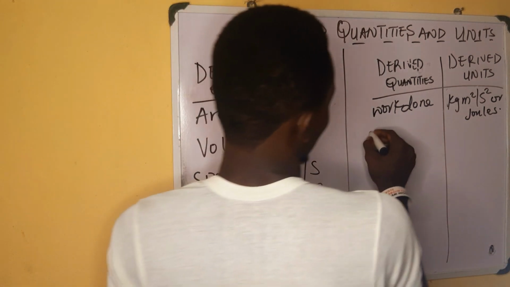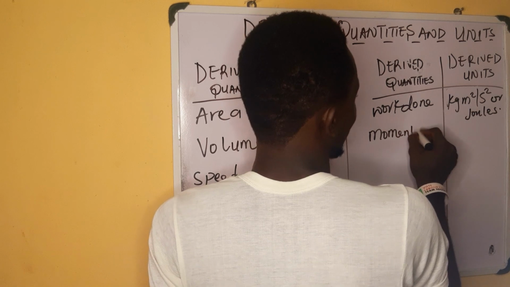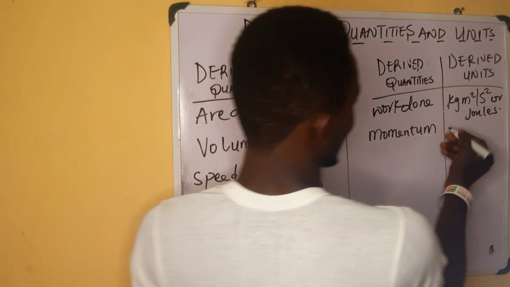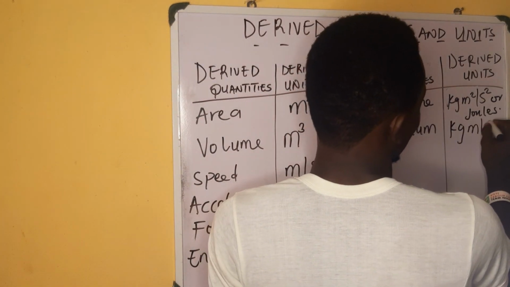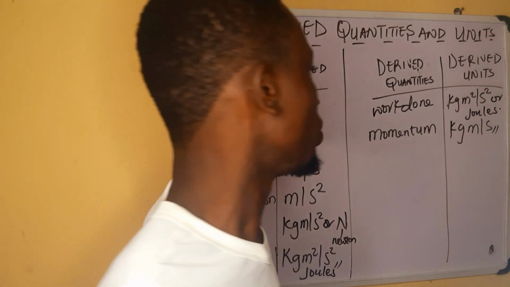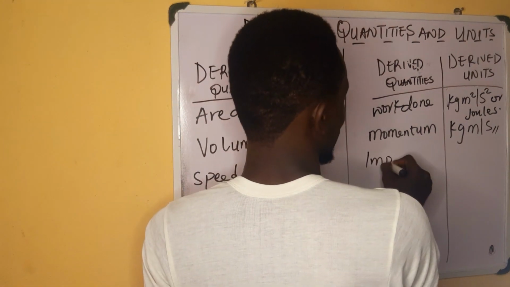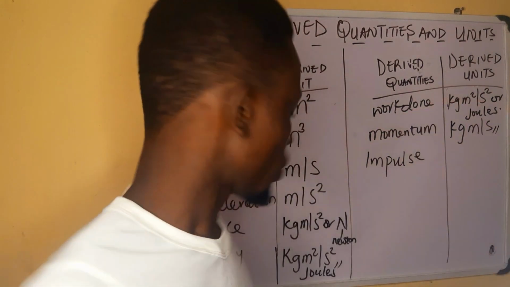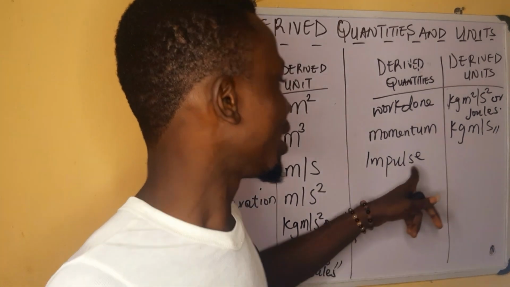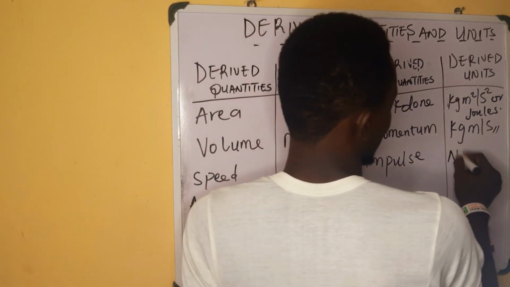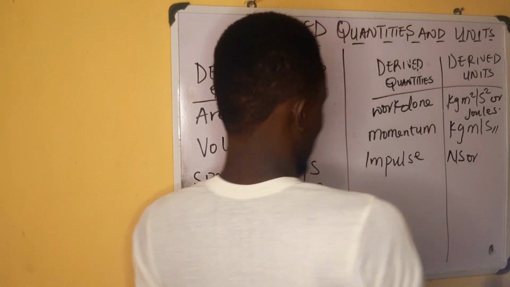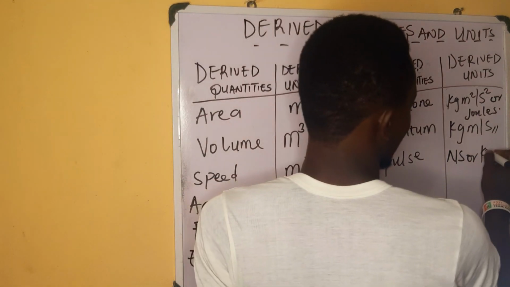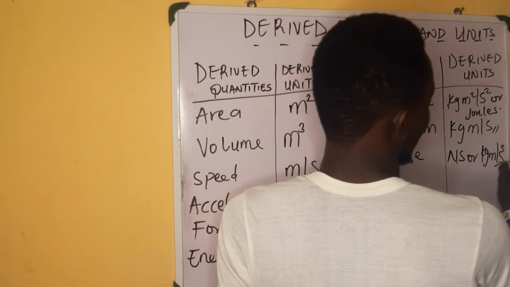So the next one on our list is momentum. The formula is mass times velocity, so the derived unit is going to be kg meter per second. That is the derived unit of momentum. Going up, we have the impulse. Impulse is also a derived quantity. The formula is force times time. So if force is Newton, then impulse will be Newton seconds. Or since the force is kg meter per second square, it's going to be kg meter per second cube. You can verify that.